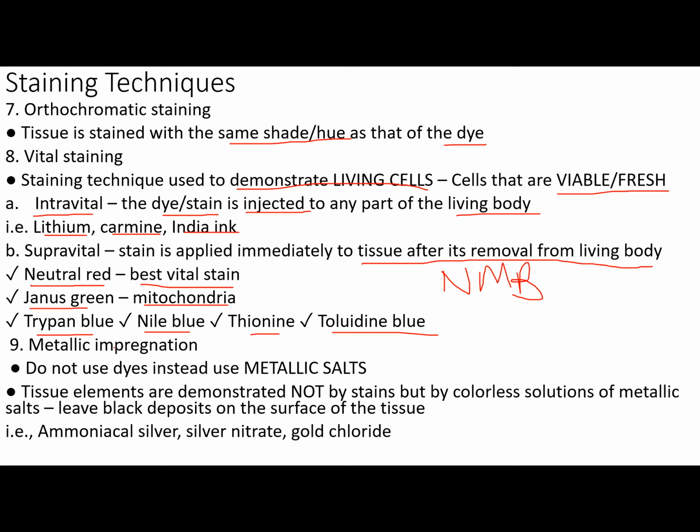Then we also have metallic impregnation. So it does not use dyes. For metallic impregnation, dyes are not used. Instead, you would use metallic salts. Tissue elements are demonstrated not by stains but by a colorless solution of metallic salts, leaving black deposits on the surface of the tissue. Examples are ammoniacal silver, silver nitrate, and gold chloride.